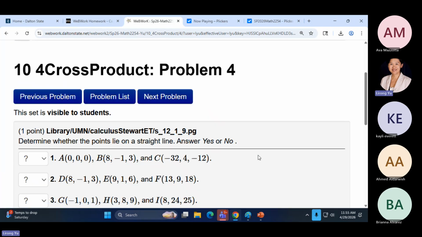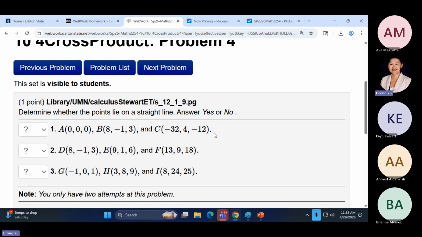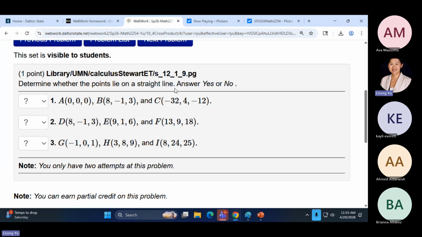And question 4 is to determine whether the point lies on the straight line. So how do we know if the point lies on the straight line? These are 3 points, right? When 3 points are on the same line, they're not going to form a triangle. If they're on the same line, when you connect them, you can't form a triangle. So the area of a triangle or area of the parallelogram will be 0.